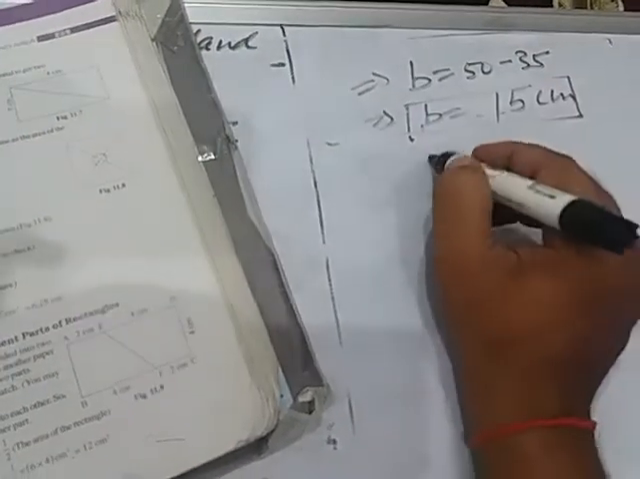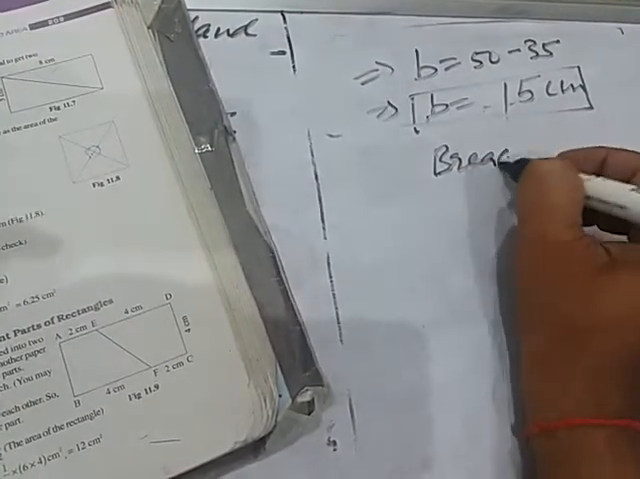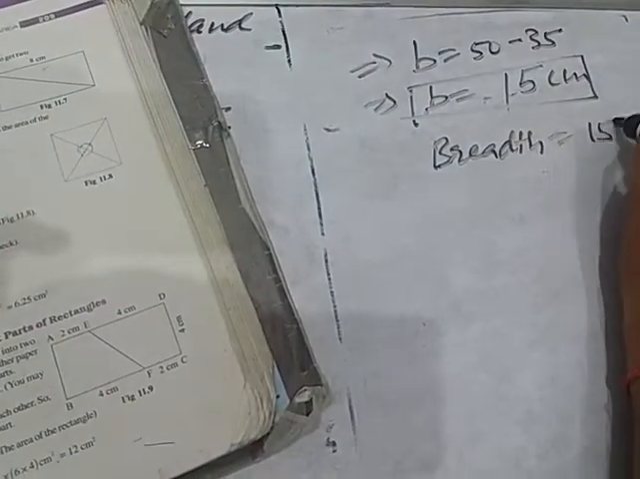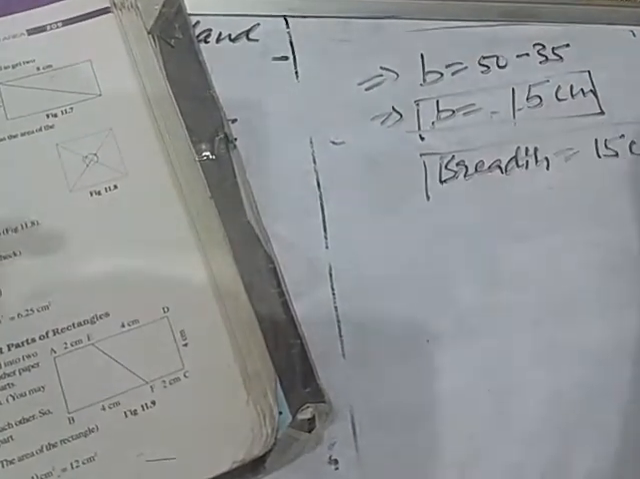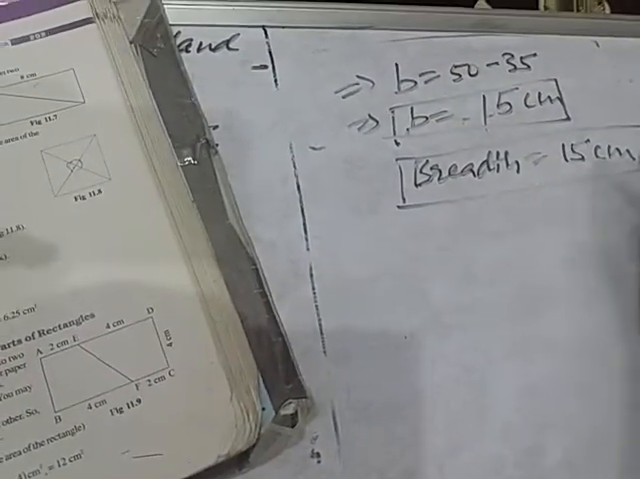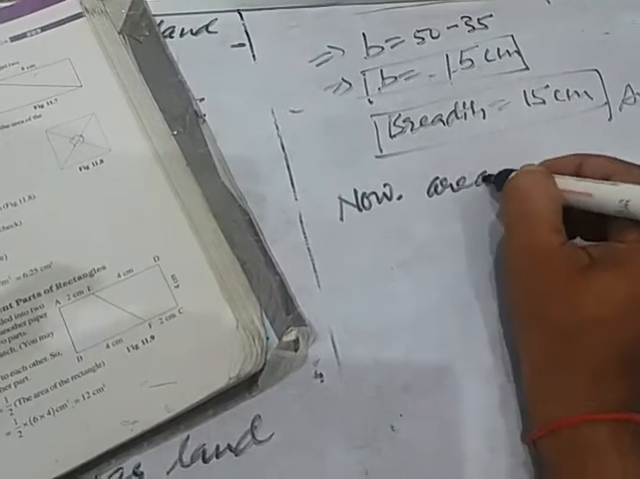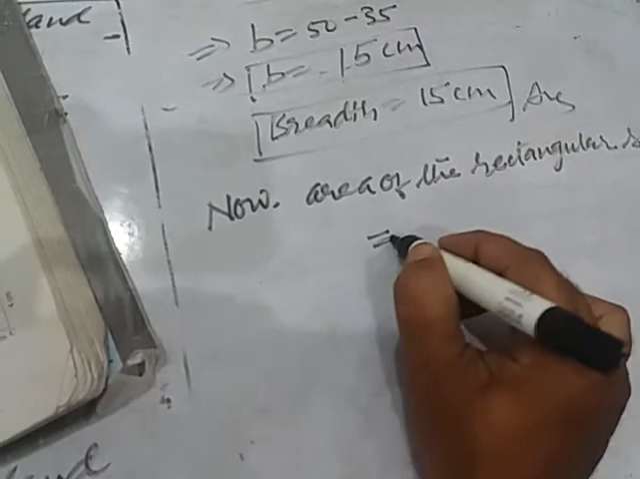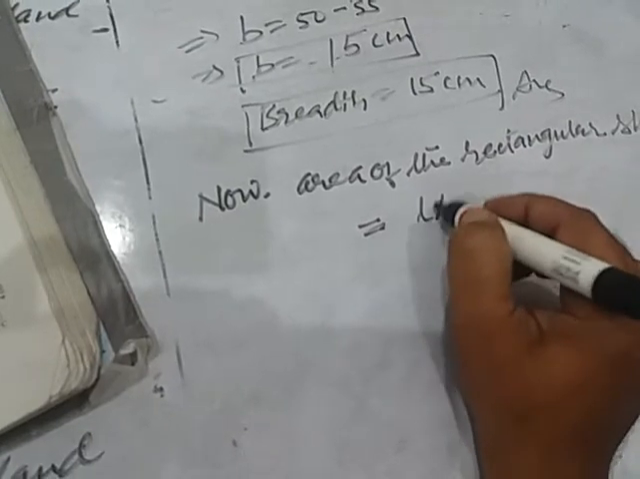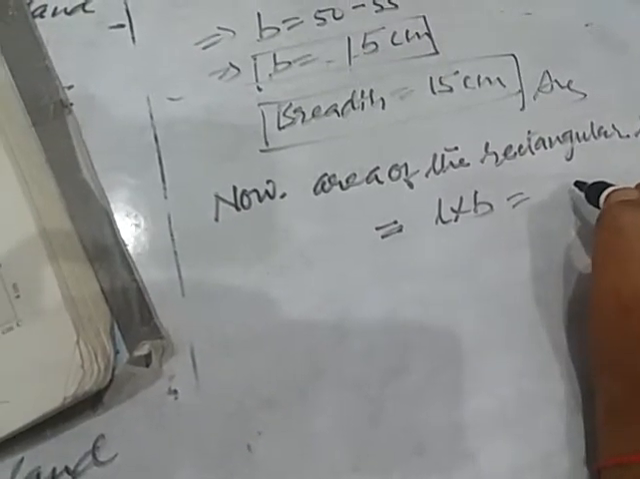So breadth is how much? Your breadth equal to 15 centimeter, and this is your answer. Answer 1. What was the second answer? Area of the rectangular sheet. Now area of the rectangular sheet equal to length into breadth.